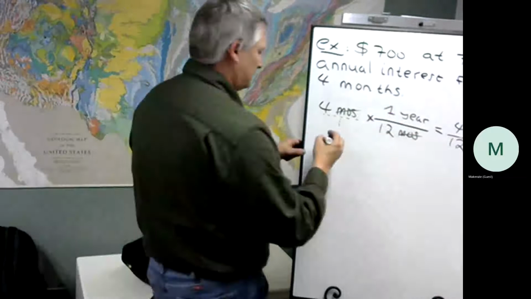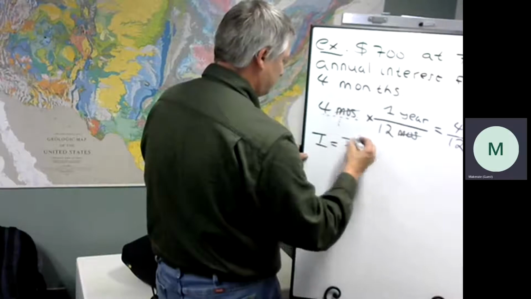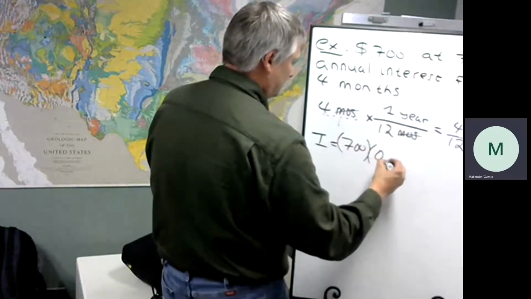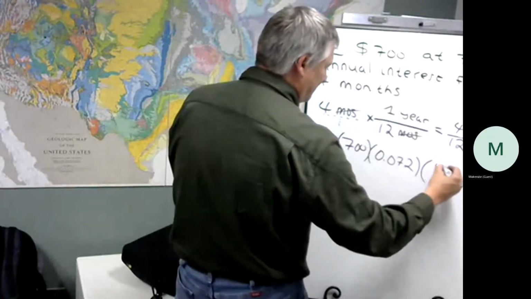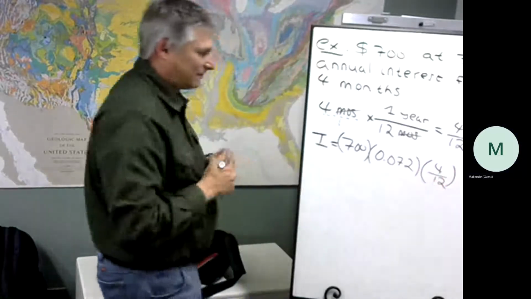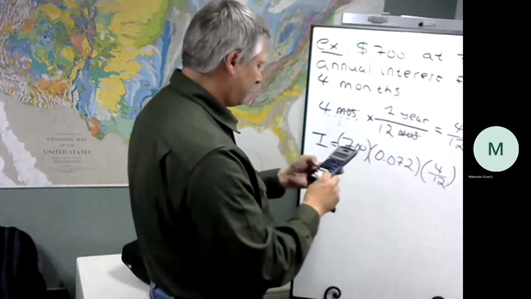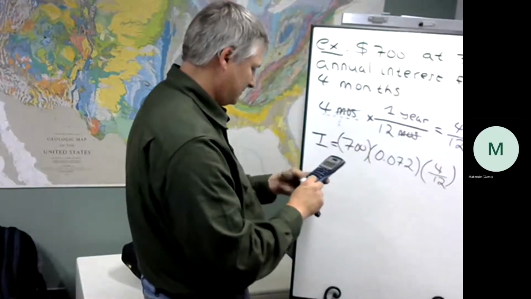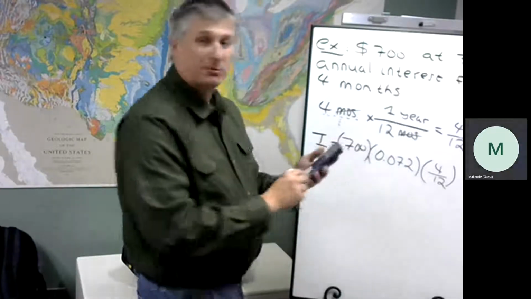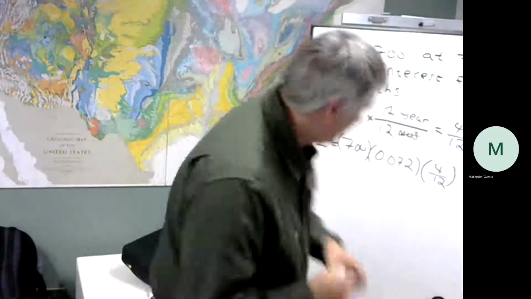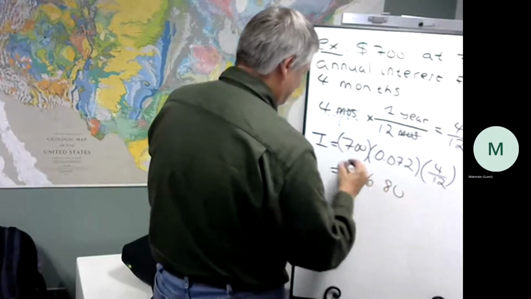So the interest would be PRT, 700 times our rate, again divided by 100, multiplied by 4/12. Now in the calculator, you can type in 4/12 as a parenthesis, 4 divided by 12, close parenthesis. And it comes out to $16.80.